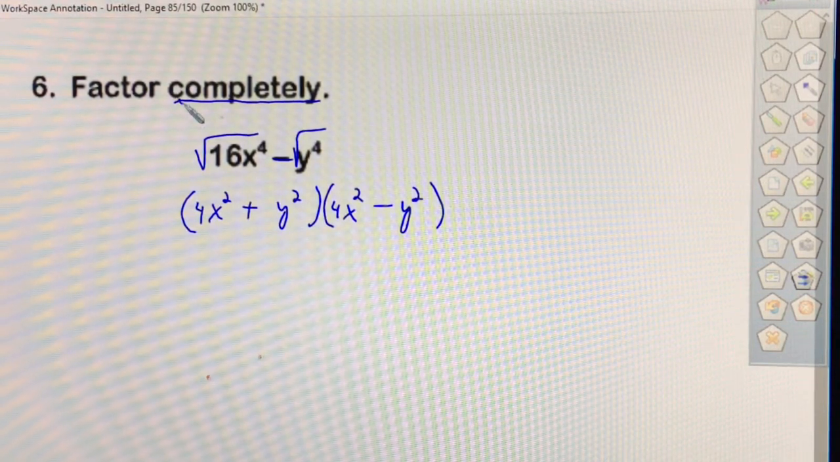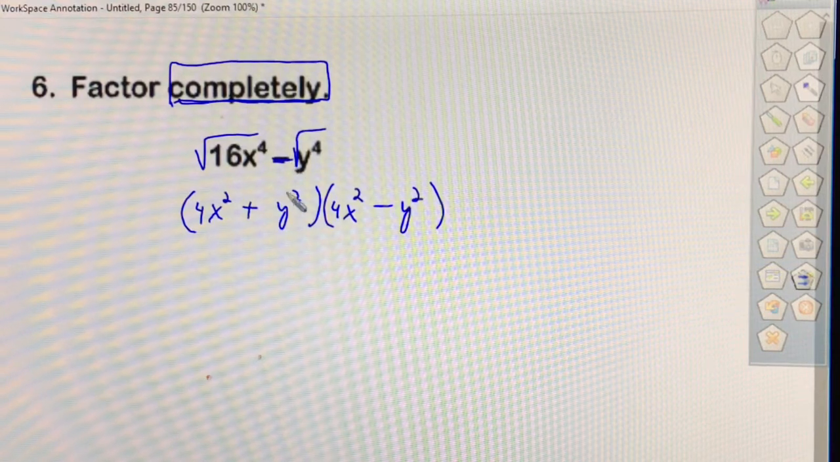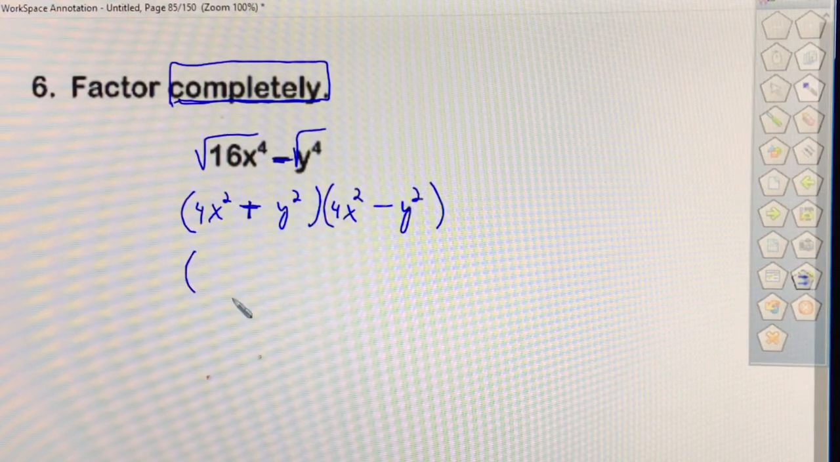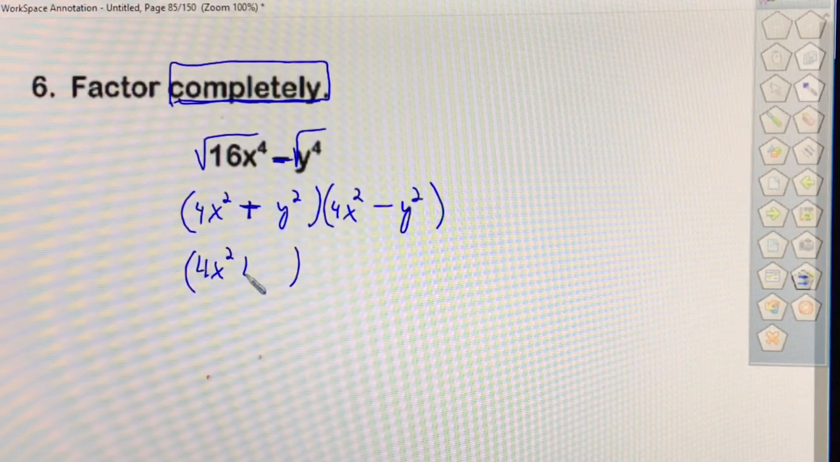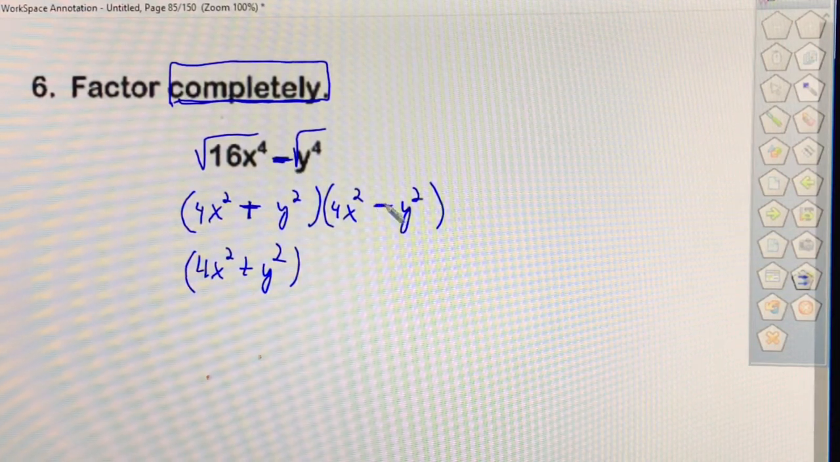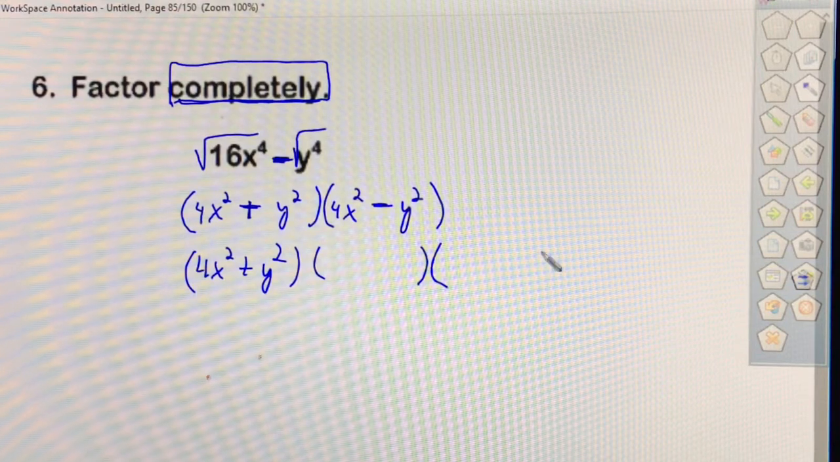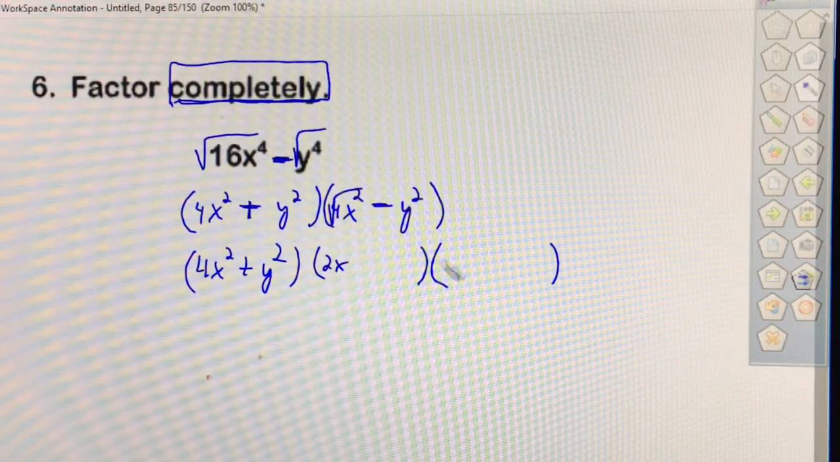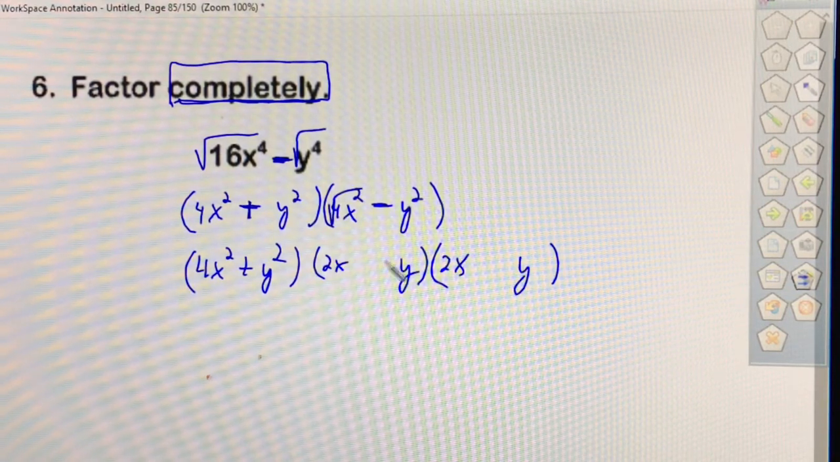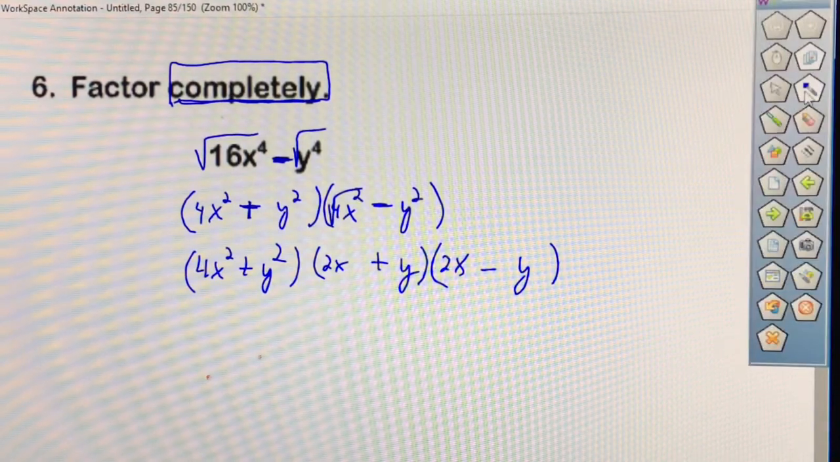Now a lot of people think they're done, but it says factor completely. And the difference is factorable. The sum is not. I am stuck with that. I'm actually going to rewrite that. That's going to give me 4x squared plus y squared. I cannot factor the sum of two perfect squares. However, I'm back to a difference again. Notice the minus sign. I can factor that again. I'm going to square root this term. That's going to give me 2x and 2x, y, and I alternate the signs. And that is my final answer.